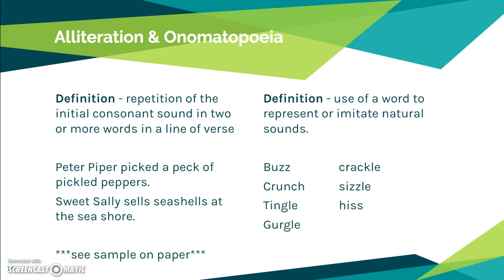Onomatopoeia's definition is the use of a word to represent or imitate natural sounds. Buzz, crunch, tingle, gurgle, crackle, sizzle, hiss. So it's the idea that when you hear the word, you actually hear the sound being made. So a fire sizzles, and you hear the crackling. You hear the sizzling. Sizzling also is like food cooking on a grill or on a pan. Hiss is what a snake does.